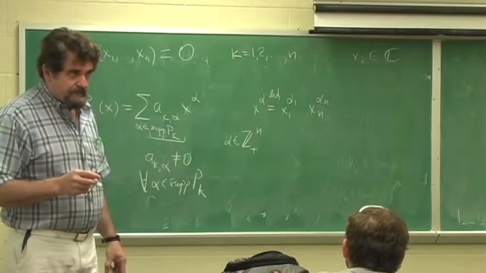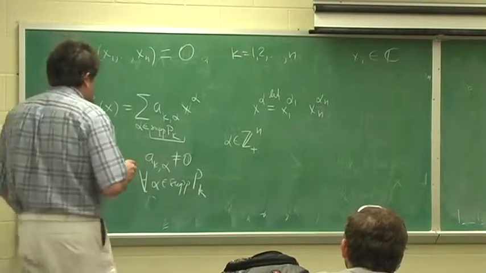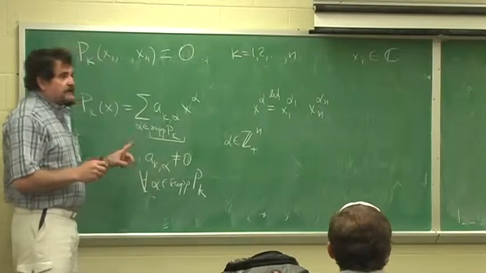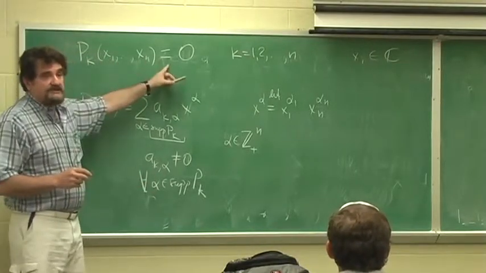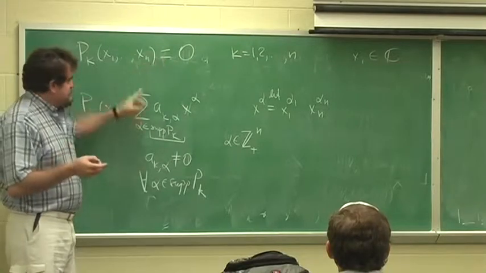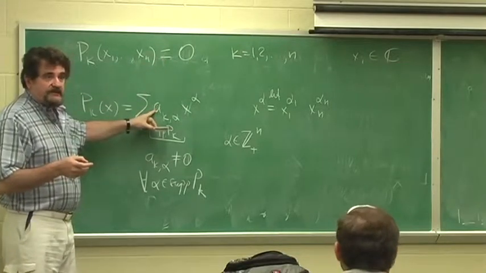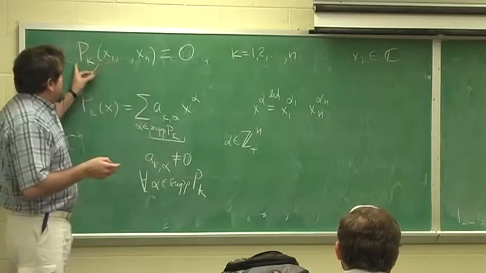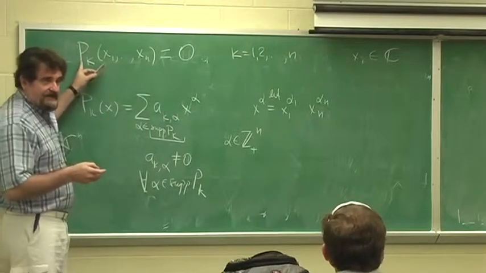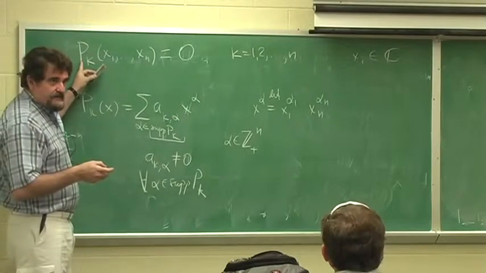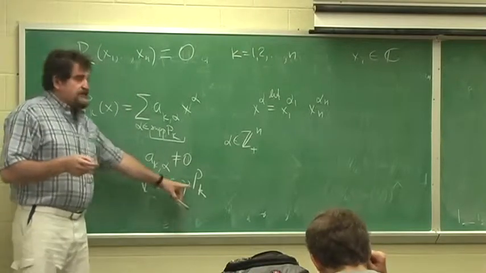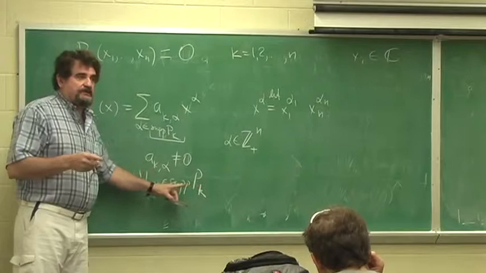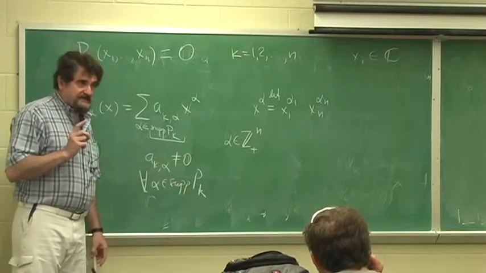So the question we are going to discuss is the following. I want to understand how many solutions generically. Generically means I don't know anything about coefficients. How many solutions can I have here, if I know only the supports of the polynomials?